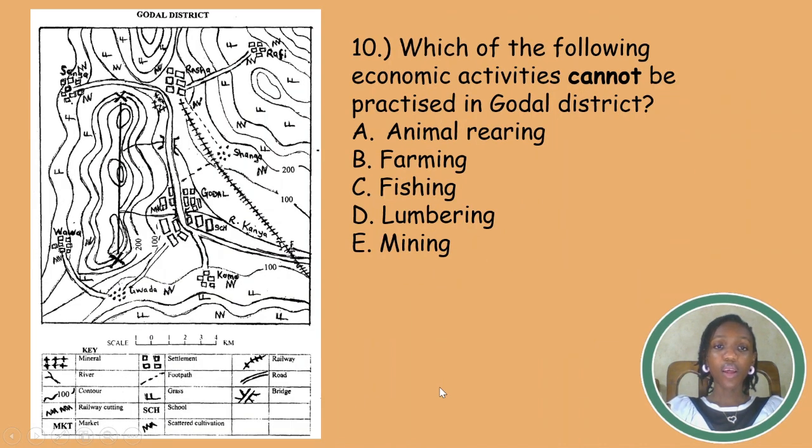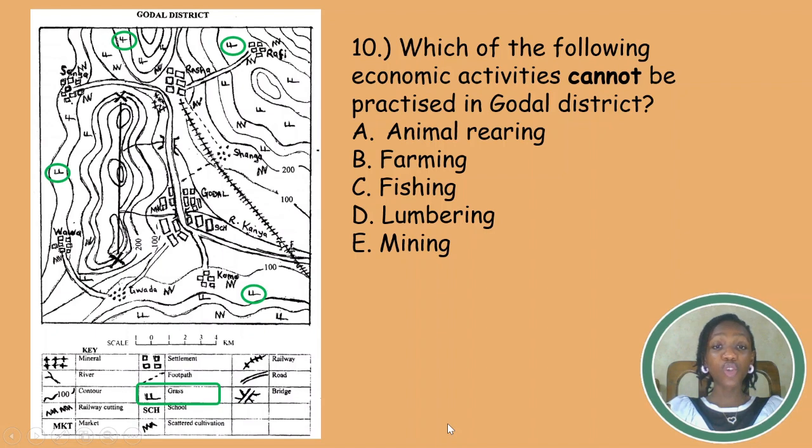Number 10, and our last objective question: which of the following economic activities cannot be practiced in Godal districts? So now let's compare all the options with what we can see on the map and the key. Option A, animal rearing. The map shows grass, as we can see on the map and the symbol highlighted, and this supports grazing, which means that animals are allowed to roam around and feed on vegetation, so it can be practiced in Godal districts. And hence is not our answer.